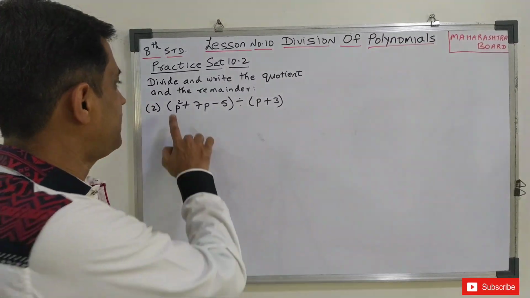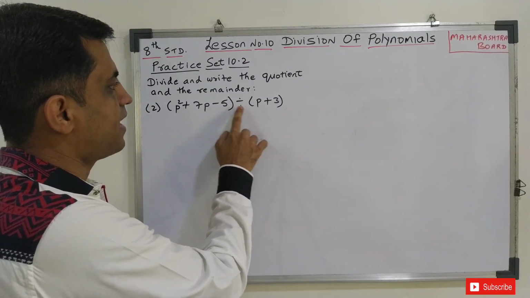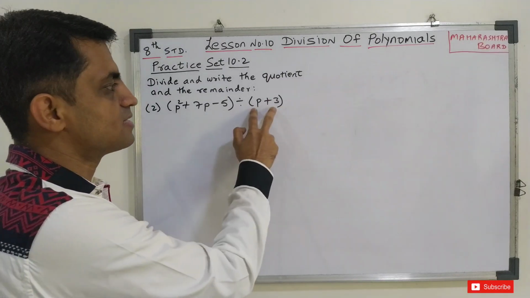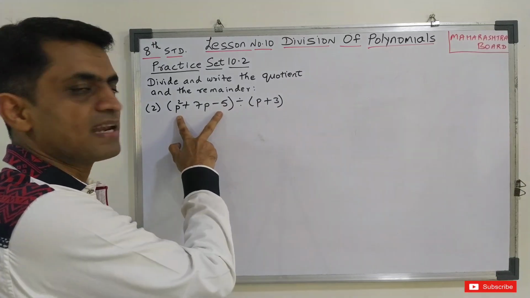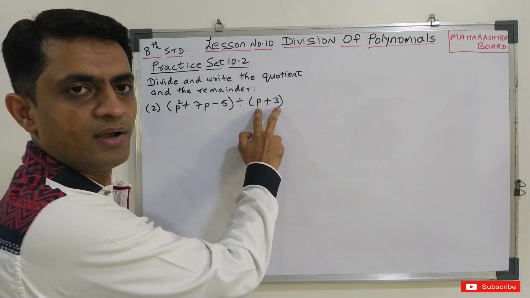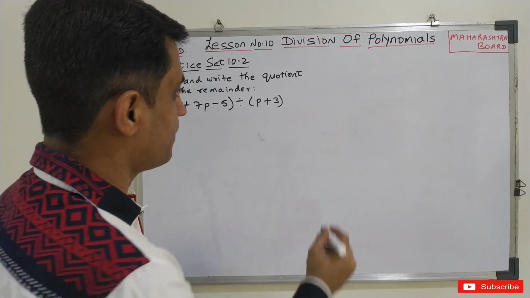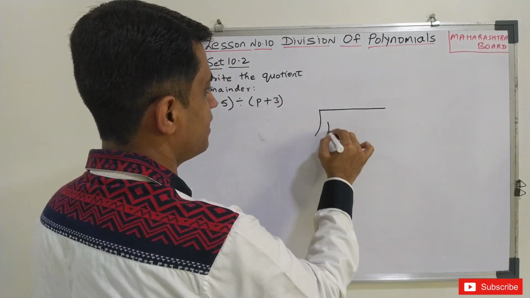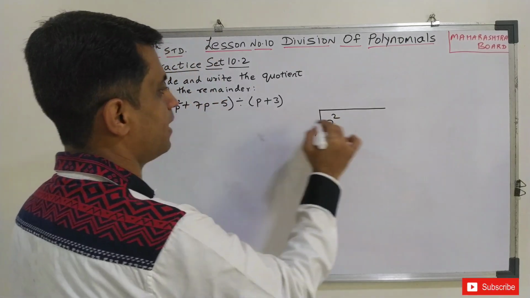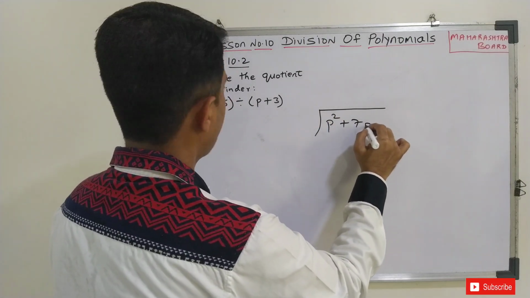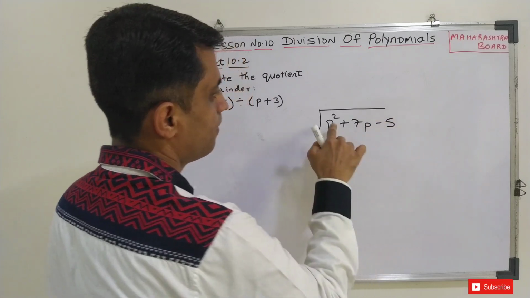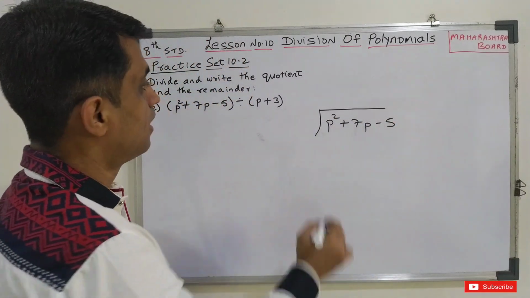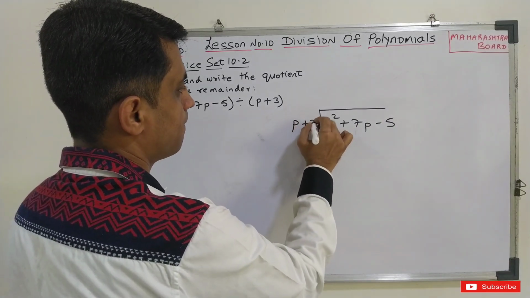Second sum students, p square plus 7p minus 5 divided by p plus 3. So this is again our dividend and this is our divisor. This is in a trinomial form, this is in a binomial form. The same method as the previous sum, we will write this way. These are already in standard form. Standard form means p square plus 7p minus 5, means 2, 1 and nothing is there. This is called constant. And here we write p plus 3.